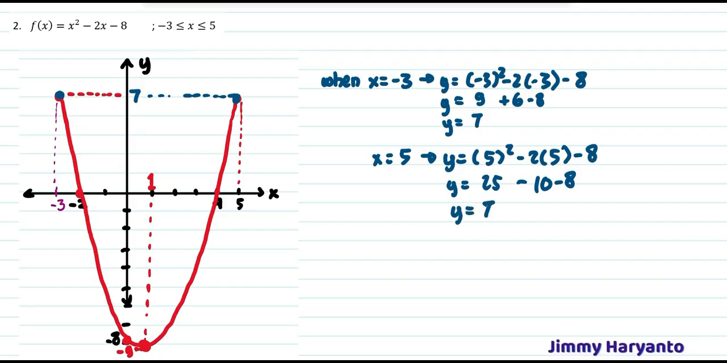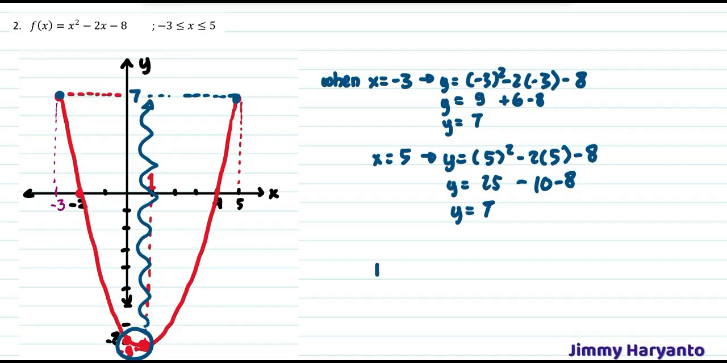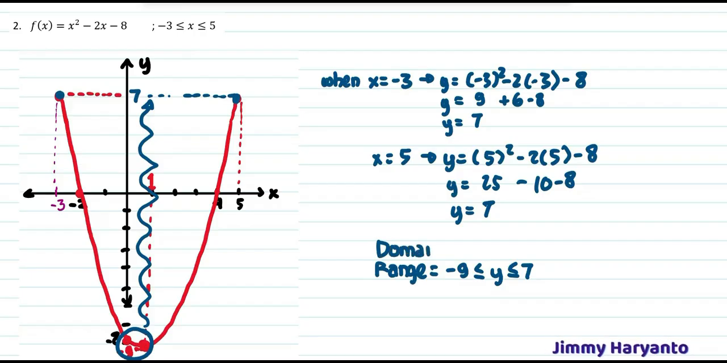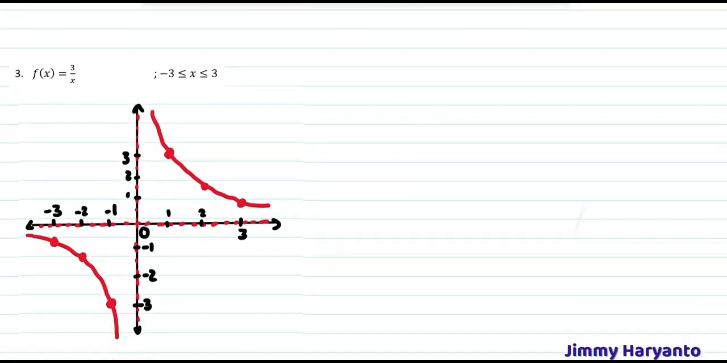That means the lowest point, or the lowest value of y, will be negative 9, and then it will vary from negative 9 until 7. That means the range is negative 9 less than or equal to y less than or equal to 7, and the domain itself is already given in the question. It's negative 3 until 5. There you go. This is the second example question.